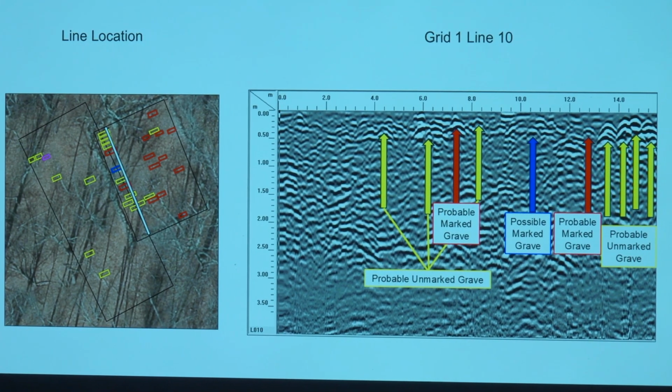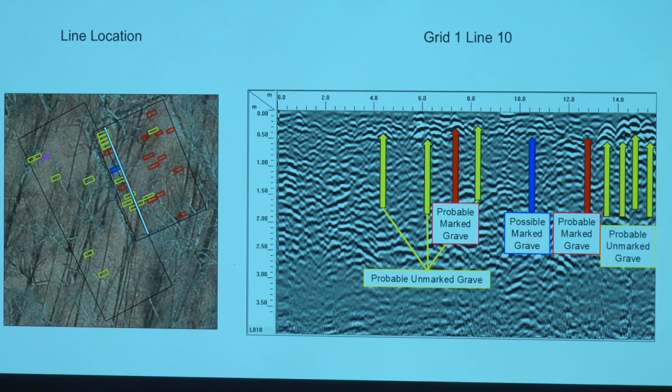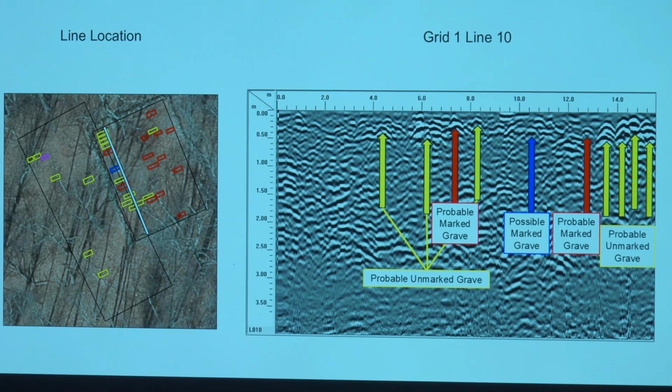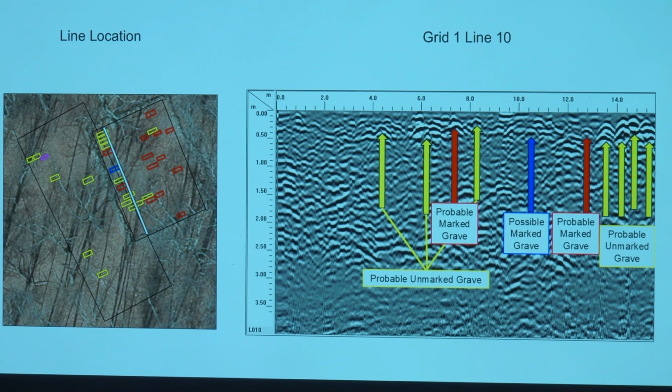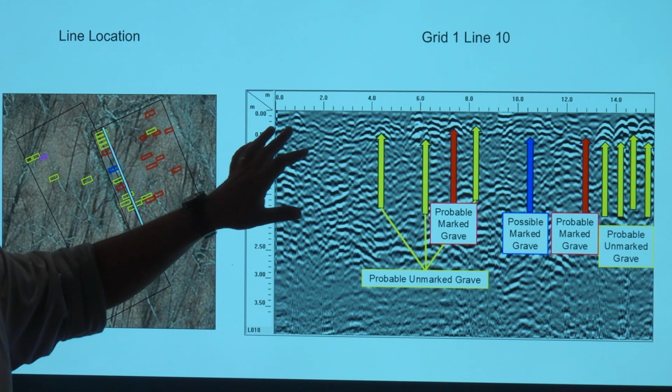Only 2 are marked by headstones. One is actually where there's a fallen headstone, so I think it's fair to say that that's also, I called it a possible marked grave, but it's probable, I think. 7 are unmarked, and they have very clear reflective hyperbolic indicators. Importantly, they were not associated with any of those root patterns, which are everywhere in this profile.